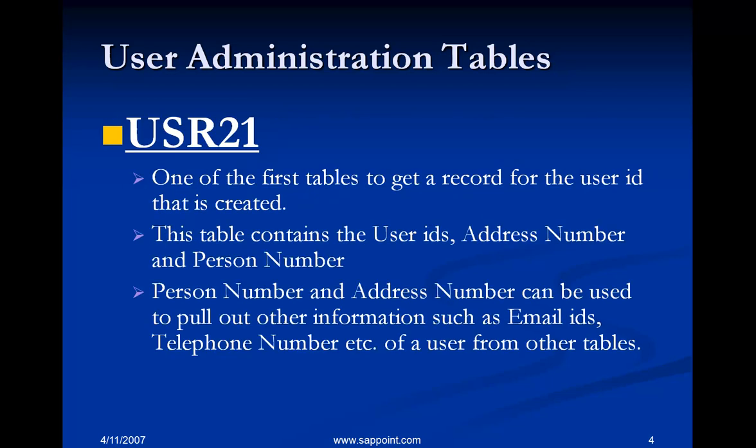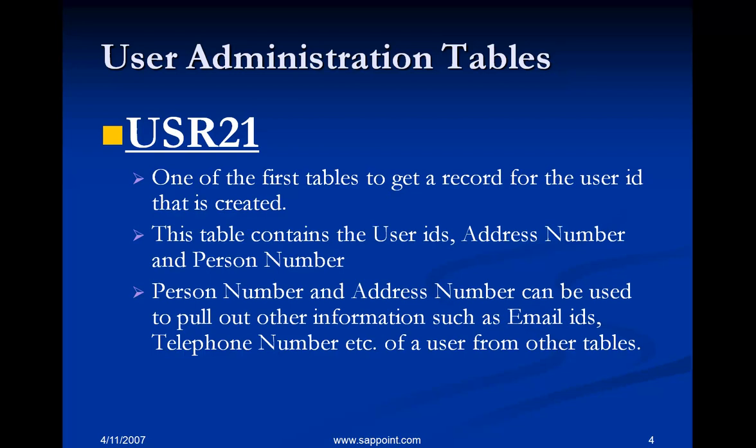Table USR21. One of the first tables, when you create a user ID, this is one of the first tables that gets an entry in it. A record is created. Every user ID that you create using SU01, for all those user IDs, there will be one record created in this table, USR21.